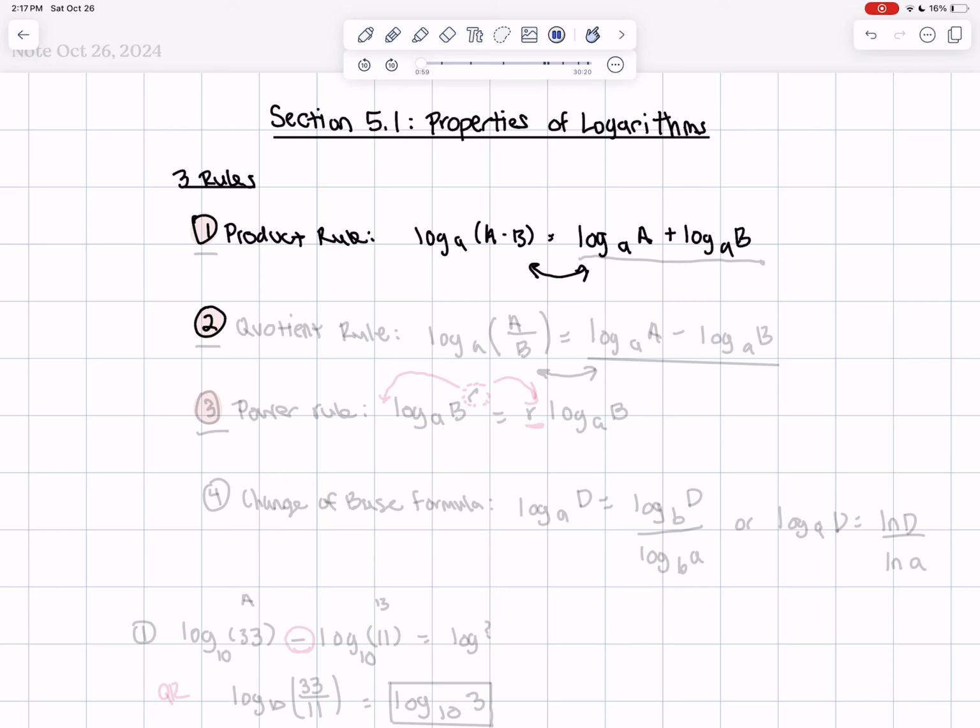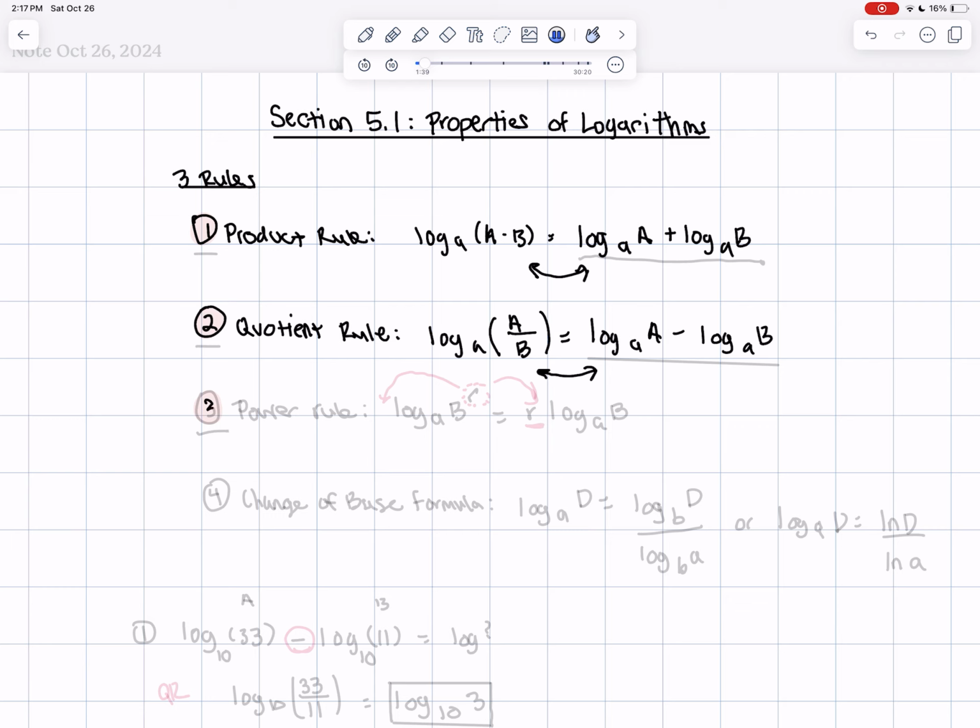Two, we have the quotient rule. So this says if I have log base a of A divided by B, that is equal to log base a of A minus log base a of B. So if we had division, this means we're going to have subtraction. This can also reverse. So let's say we had a problem that had subtraction, we have to do division.